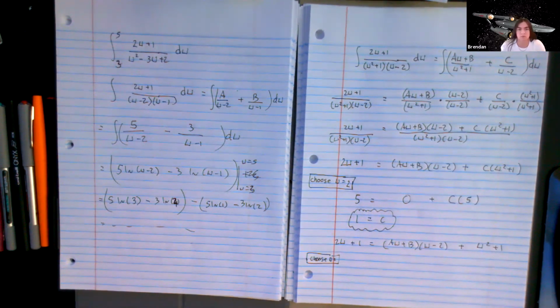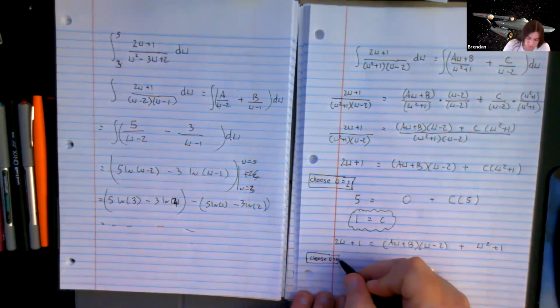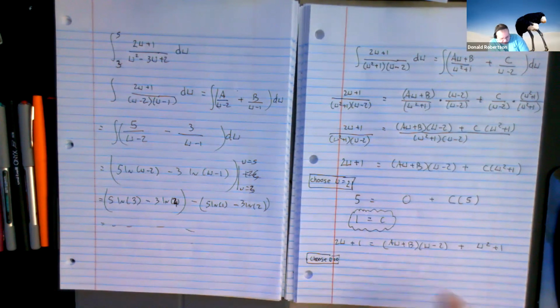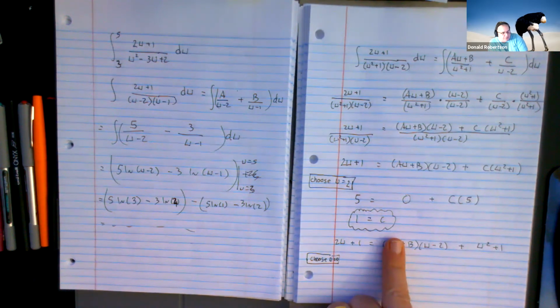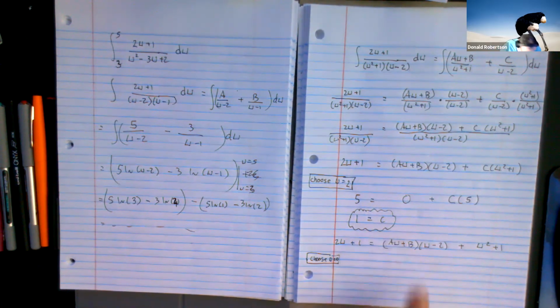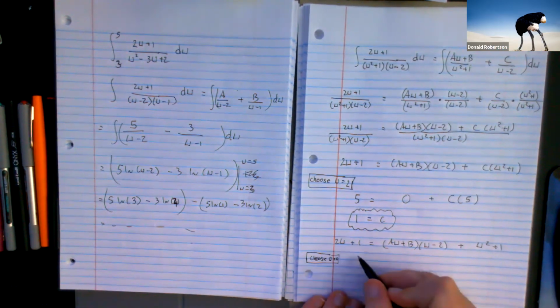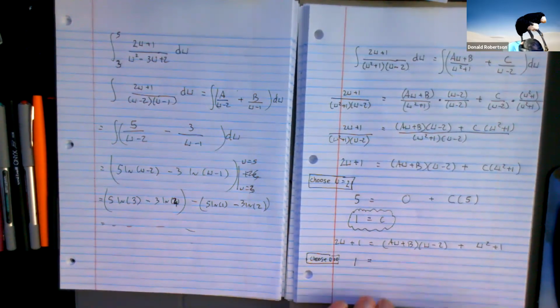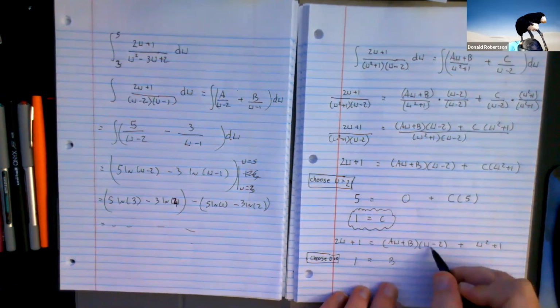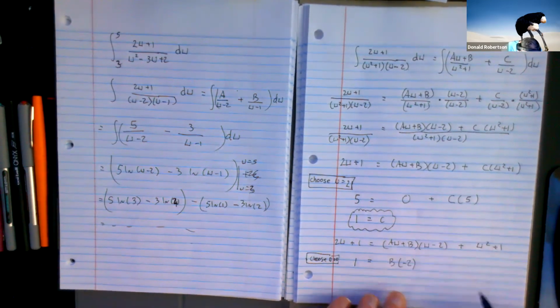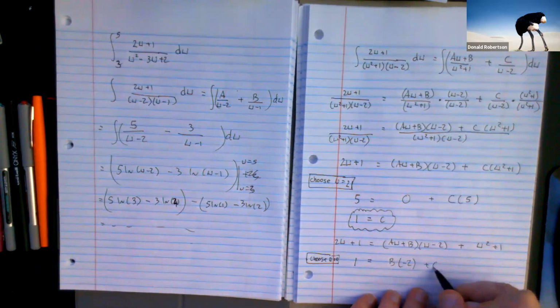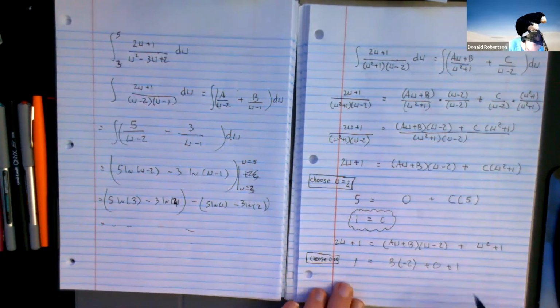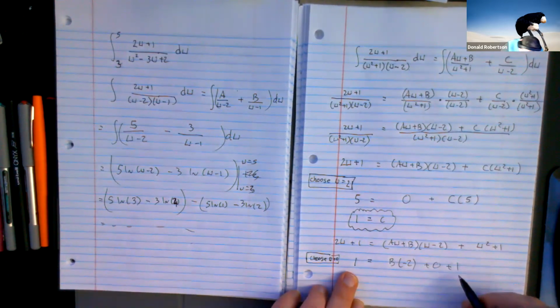Zero. Yeah. Can you see why 0 is a good choice? Doesn't it kill the A? So what do I get? I get 2 lots of nothing plus 1, which is just 1. A times nothing means it's going away, so you've got B. And nothing take away 2 is -2, and nothing squared is nothing plus 1. If you sub, ooh, this is a weird answer. I kind of like this question.